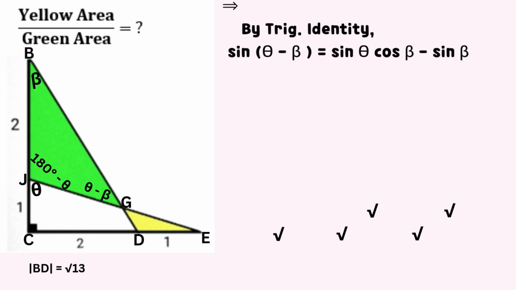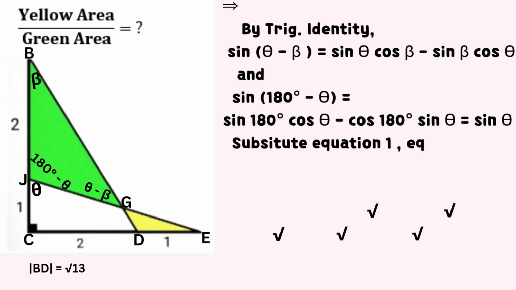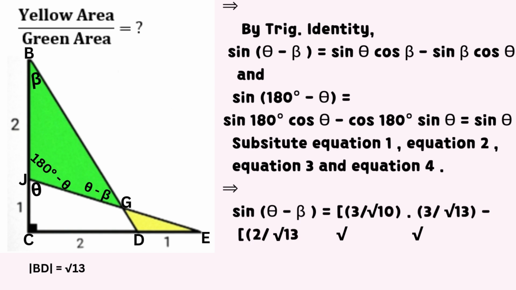By trigonometric identity, sine of theta minus beta equals the value shown on the screen, and sine of 180 degrees minus theta equals sine theta. Substitute equation 1, equation 2, equation 3, and equation 4. It implies that sine of theta minus beta equals 7 divided by the square root of 130, after substitution and simplification of values.